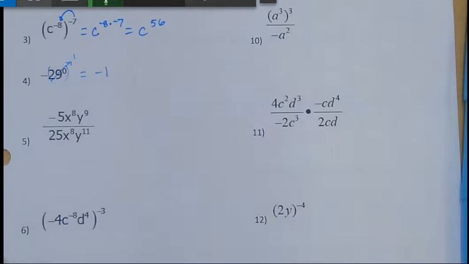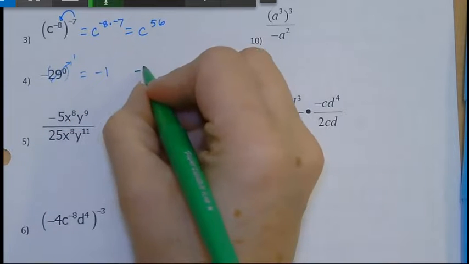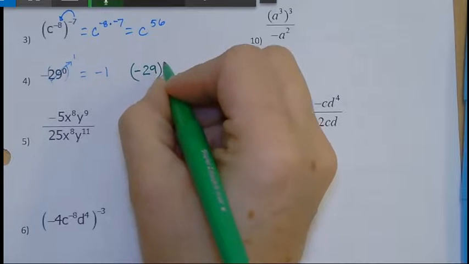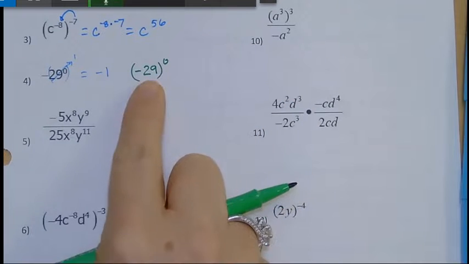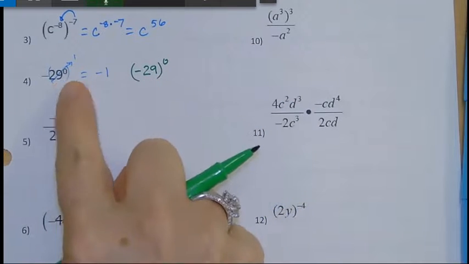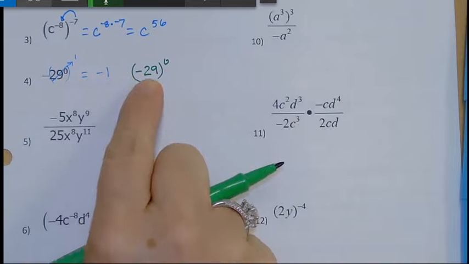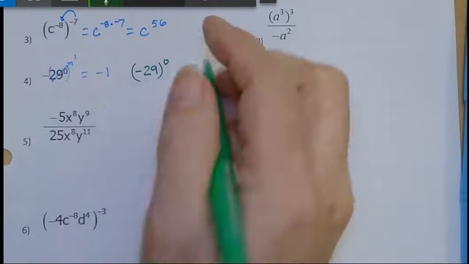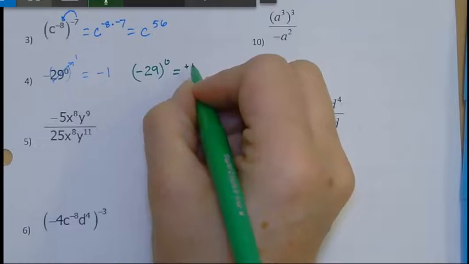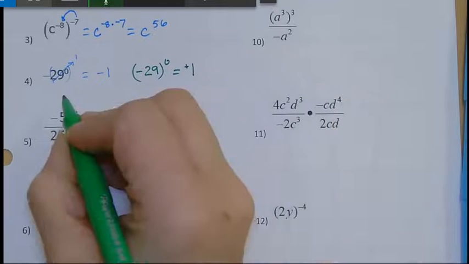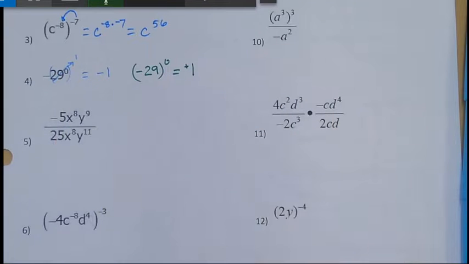As a side note, if we had had negative 29 in parentheses to the 0, see how this is different from what we had written? In parentheses, that quantity, negative 29, all raised to the 0, would equal positive 1. That is not what we had. Those are two different things.